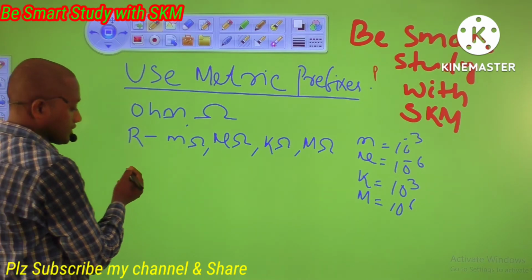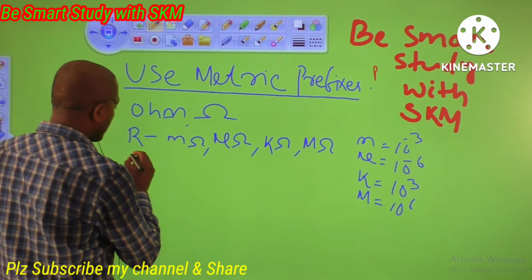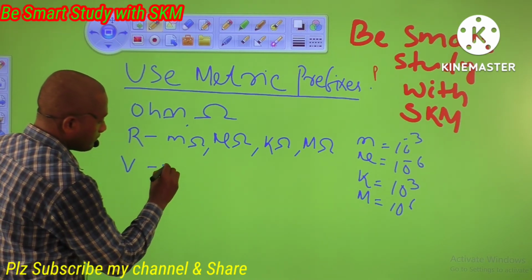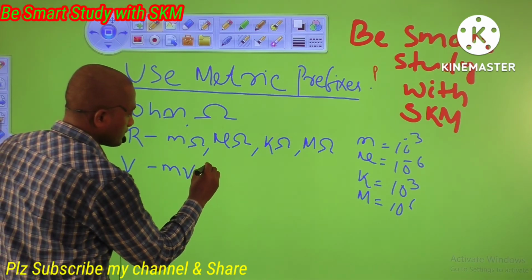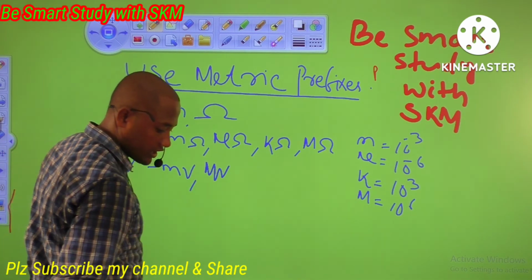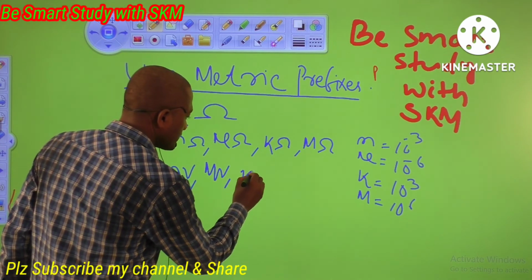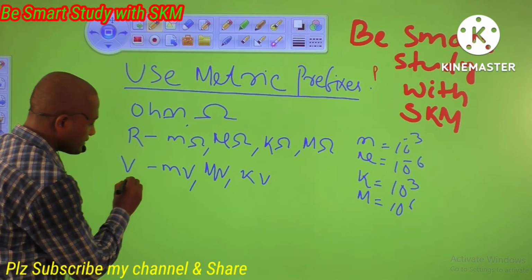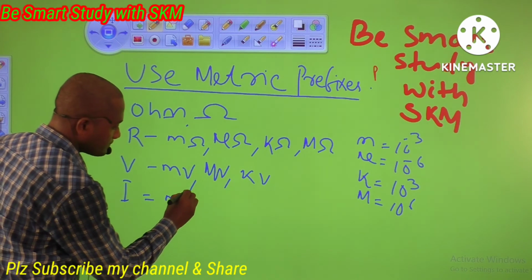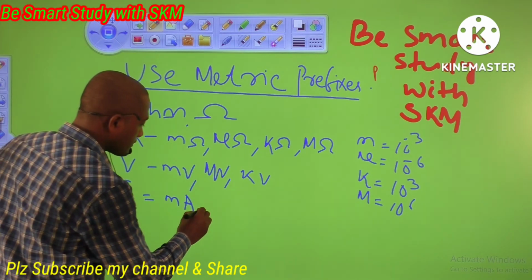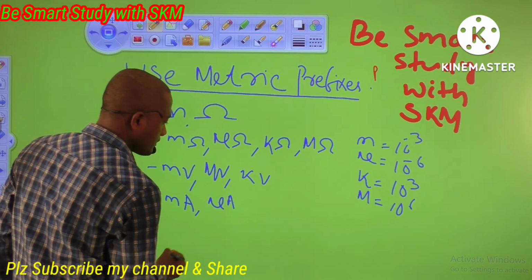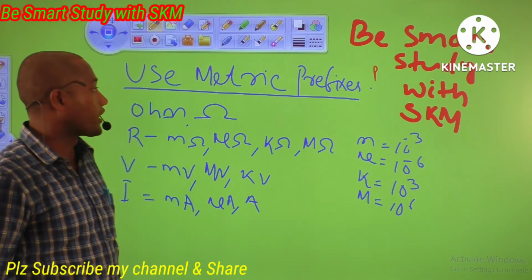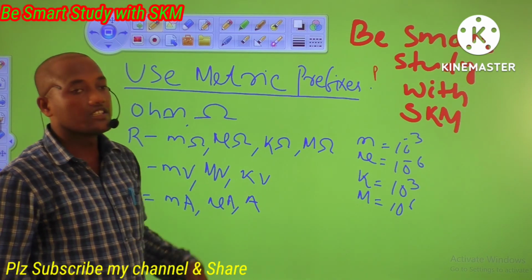Clear? Then the metric prefixes for voltage. Voltage V, then millivolt, megavolt, yes or not? Kilovolt. These are the metric prefixes of voltage. Then current I: milliampere, microampere, then ampere. Clear? These are the current values using metric prefixes.